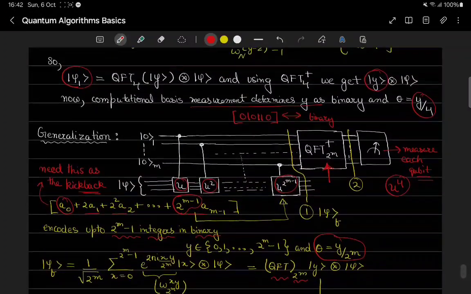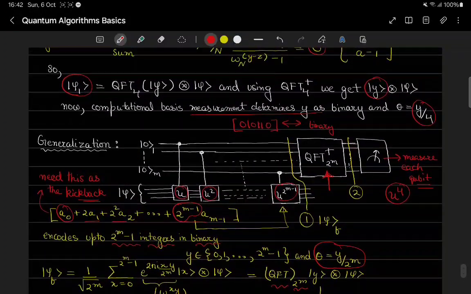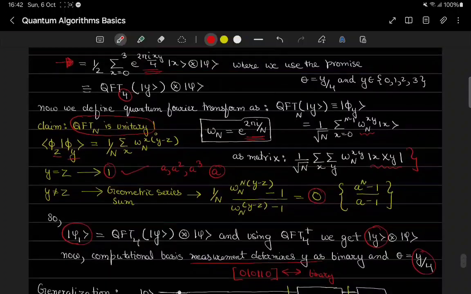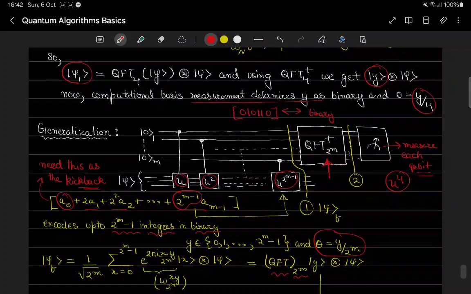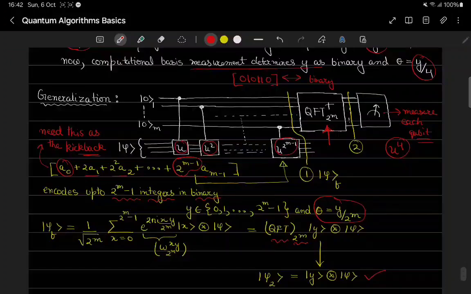So that's all for this video. In this video we talked about a specialization, a specific case of this phase estimation problem. You can relax the promise that theta is of this form also, but I will not go into details of that. So that's all for this video.